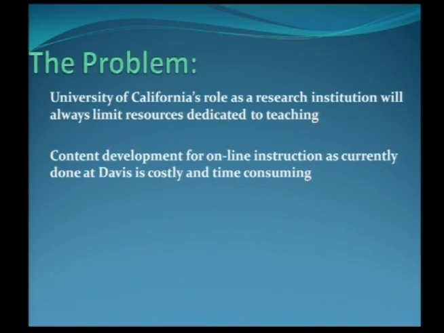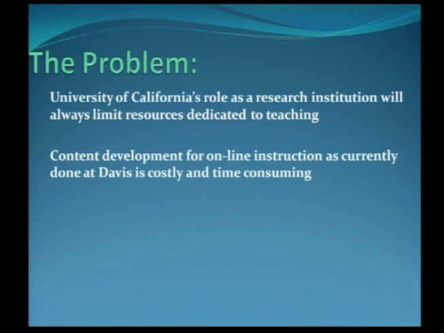We're a research institution. The University of California, by legislative rule, is the research institution. That's what the state legislature in 1960 said. Okay, content development for online instruction as currently done at Davis is costly and time-consuming. It's incredibly time-consuming done the way it's done.